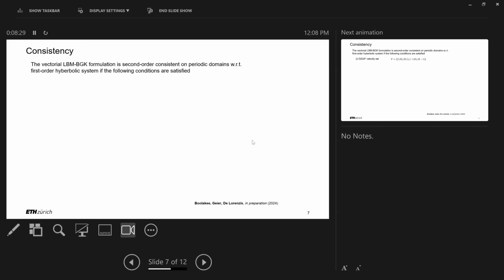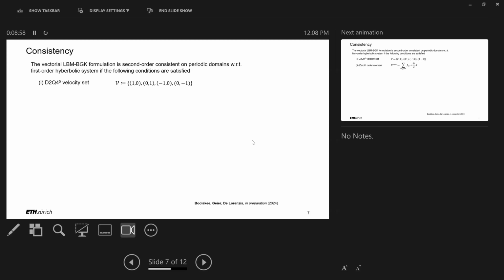We analyzed the consistency of the method using asymptotic analysis. For this, we list a few assumptions that we require in order to establish second order consistency for the method. Here, the analysis is done for a periodic domain. I won't show this in this talk for the sake of time, but we have formulations for Dirichlet type boundary conditions for which the same statements hold as well.